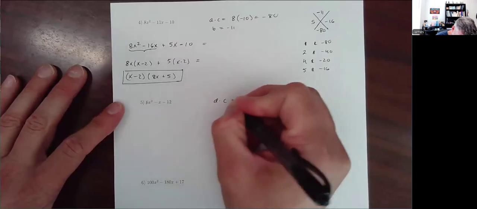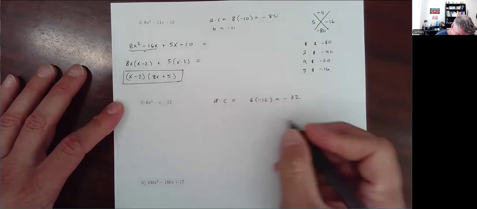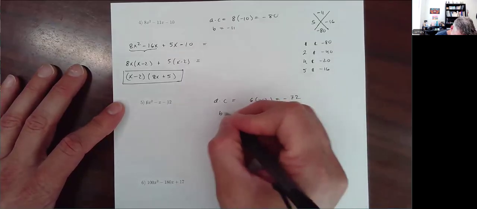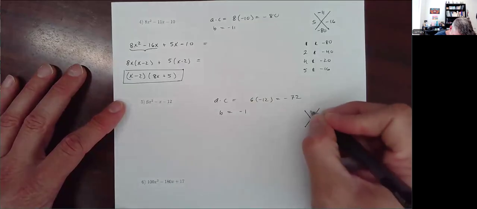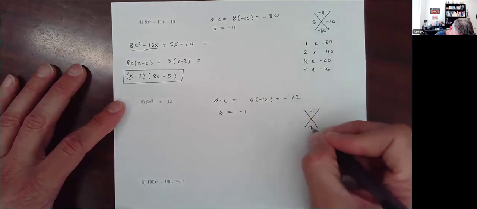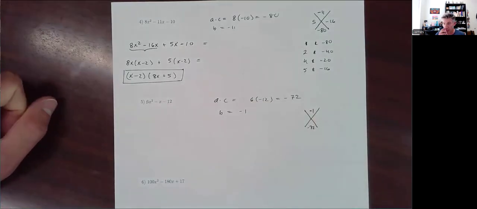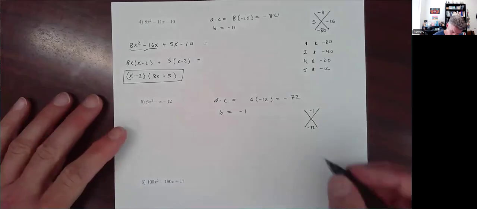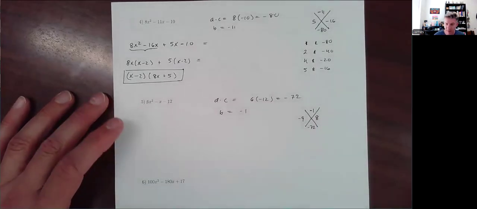So a times c is 6 times negative 12, which is negative 72. And b is equal to negative 1. So we could go through the usual process of finding what adds to negative 1 and multiplies to negative 72. But I know that 8 times 9 is 72, and if one of them is negative, they're going to differ by 1. So I think I want the bigger one negative. So I want a negative 9 and a positive 8.